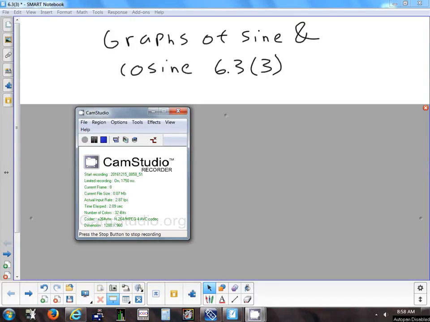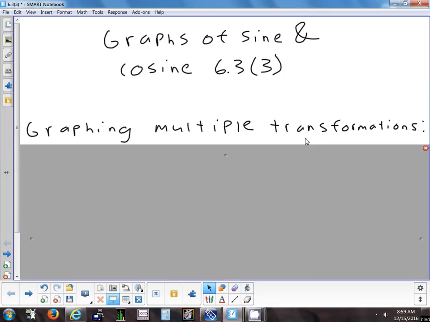All right, so let's take a look at the last part of section 6.3. It's a good review of what we've done over the past 2 days because it's going to combine graphing multiple transformations into the same problem. The nice thing about doing this is you really don't have to do anything different. You just have to do the transformations in a certain order. All right.